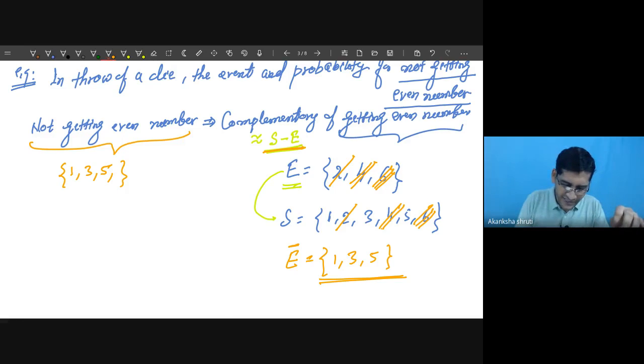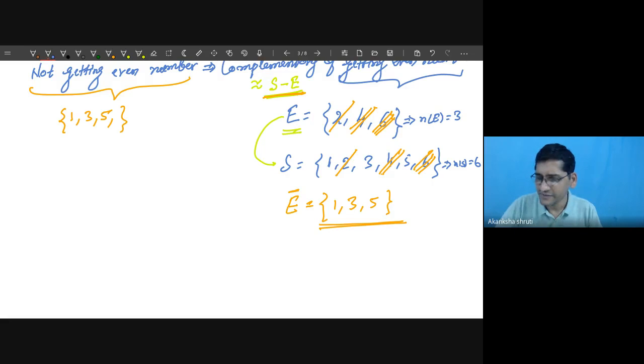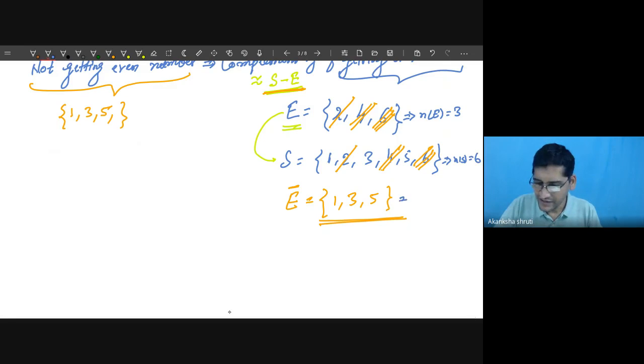Ready? So not getting even can be calculated directly by observing the sample space, or may be obtained by subtracting the event of occurring, meaning the event of happening, from the sample space. Therefore, the convenient way is denoting this with the help of E bar. So what are we observing? If we count the number of elements, in this case NS is 6. For the event E, NE is 3. And for E bar, NE bar is also 3.